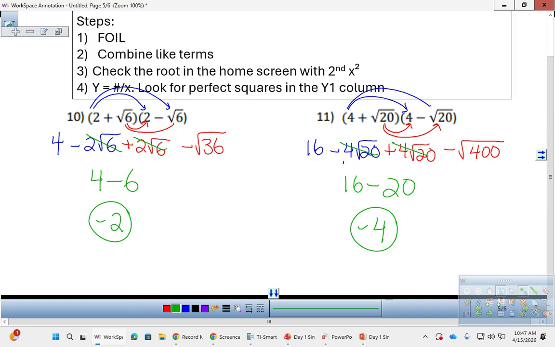Now the answer's not always negative. It just depends on what numbers you're working with. But you should end up with just a number when you're multiplying the conjugates. You okay with that?